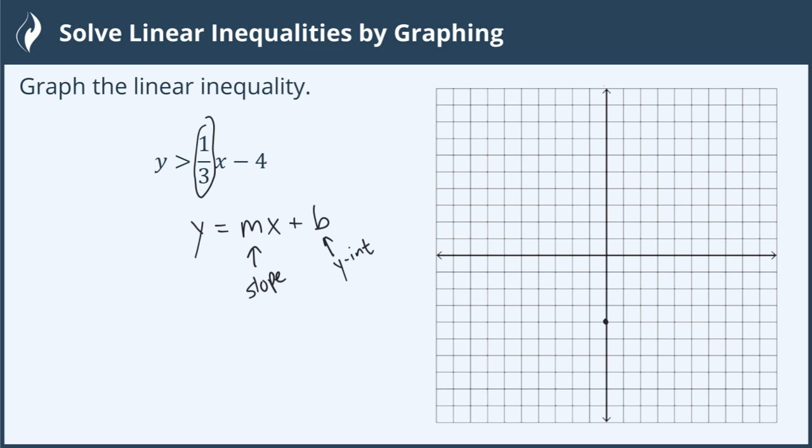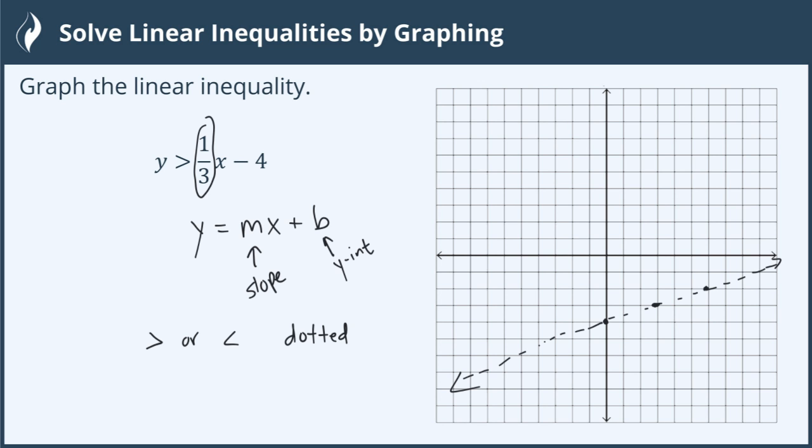So from this point, it's rise over run. So I'm going to go up 1 over 3. And I can continue that up 1 over 3. And because this is an inequality and it's a greater than, I'm going to do a dotted line. And when it's greater than or less than, you're going to do a dotted line.